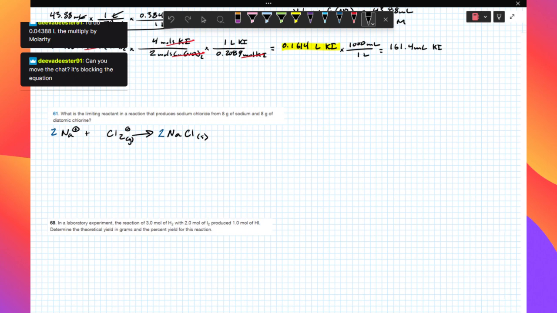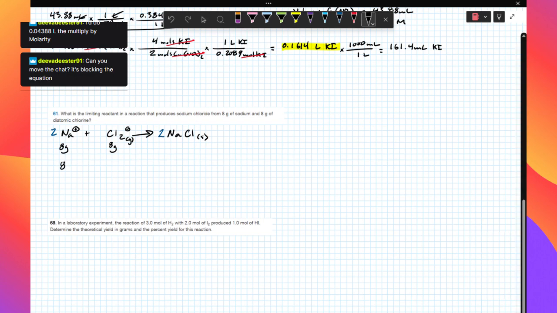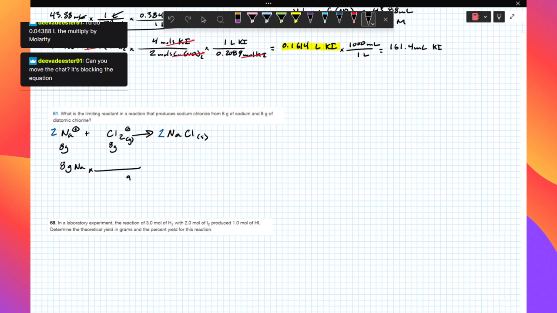So what is our limiting reactant? We know that we have 8 grams of sodium and 8 grams of chlorine. It's not enough to look at this and say that they're the same. We've got to look at those molar masses, those atomic masses. So 8 grams of sodium, we're going to find, I'm basically setting this up without even looking at the values because we can.